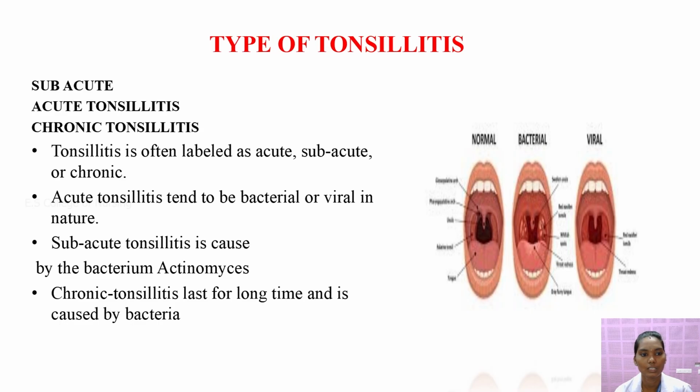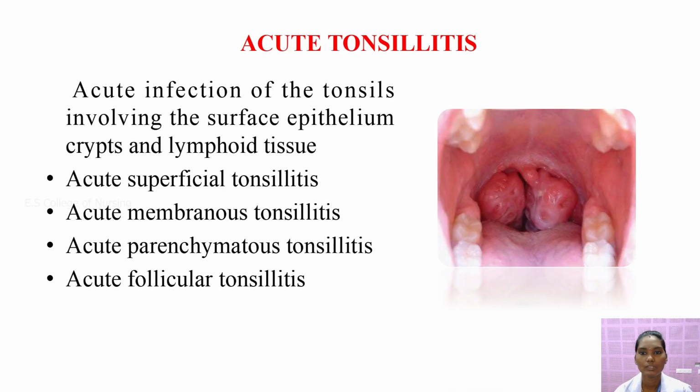Next is acute tonsillitis. Acute tonsillitis symptoms develop in less than 3 months. Chronic tonsillitis means a person has symptoms for more than 3 months. Okay, first we will see acute tonsillitis.